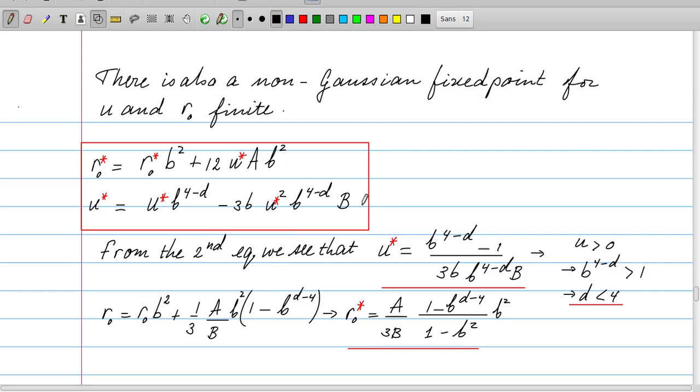Now there's one thing clear here. If the dimension is 4, we see that u star is 0, and that makes sense because there is no finite u point for d beyond 4, and so u star should vanish precisely when d is 4. Now let's work out the r star. We can do that now because we know what u star is from the second equation. We plug it into the first one, and what we obtain is this expression, and that involves a and b as a quotient.